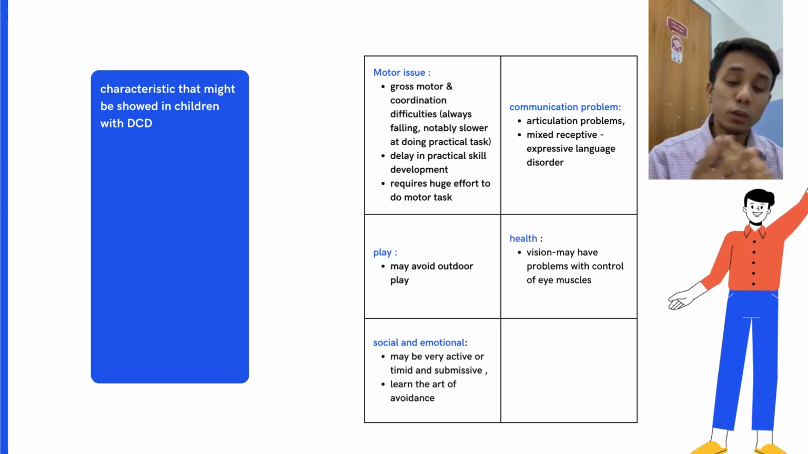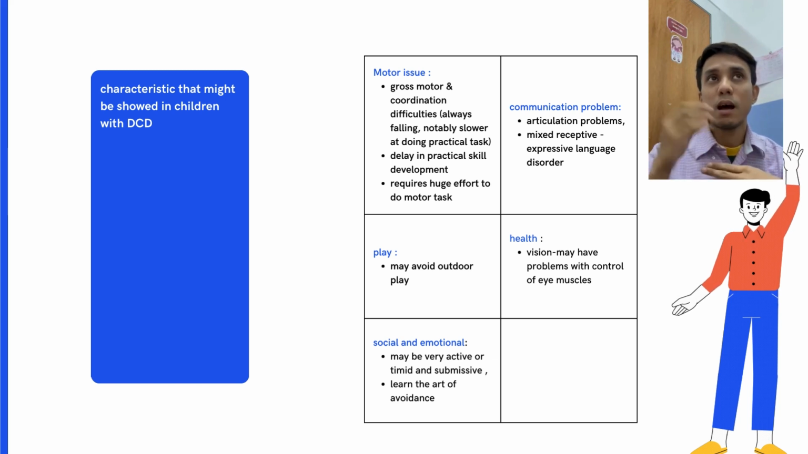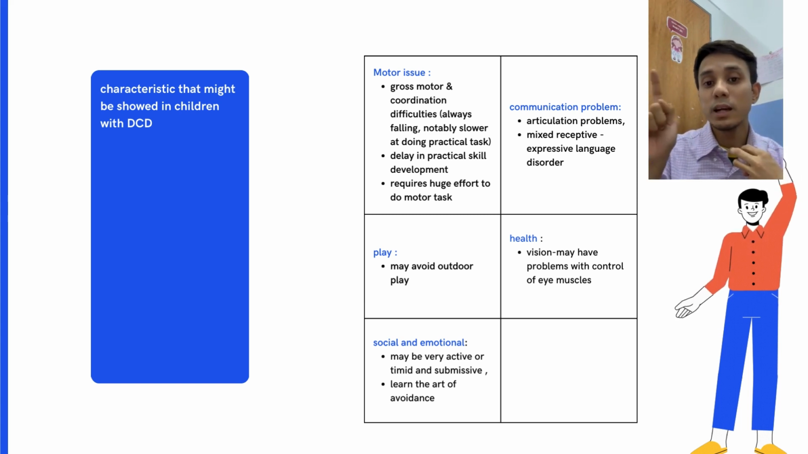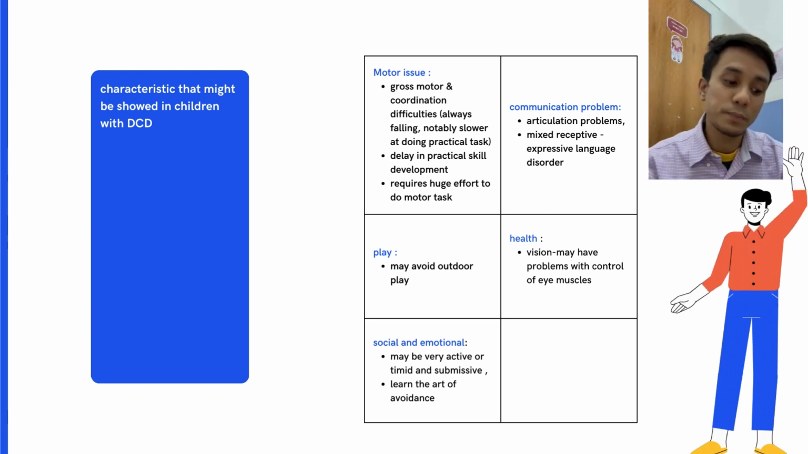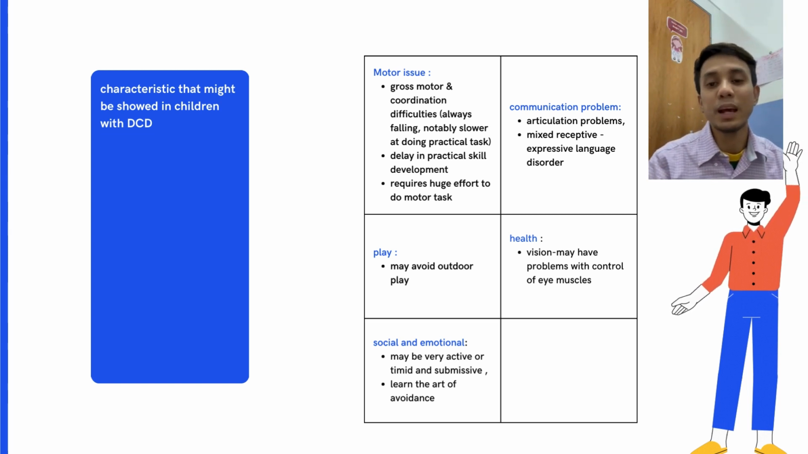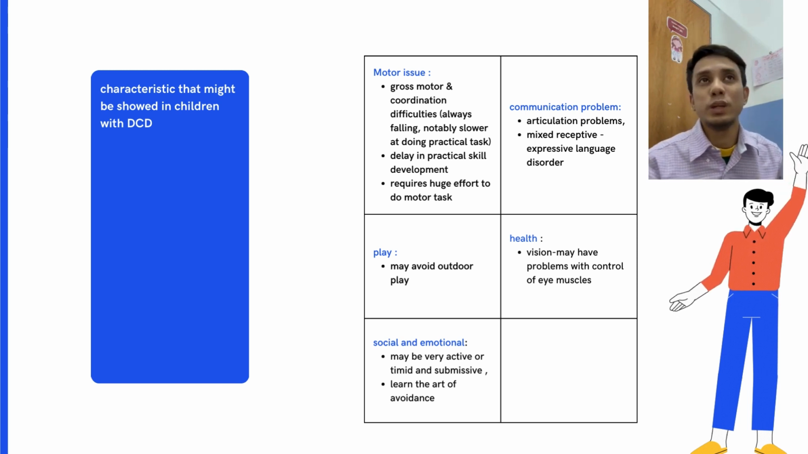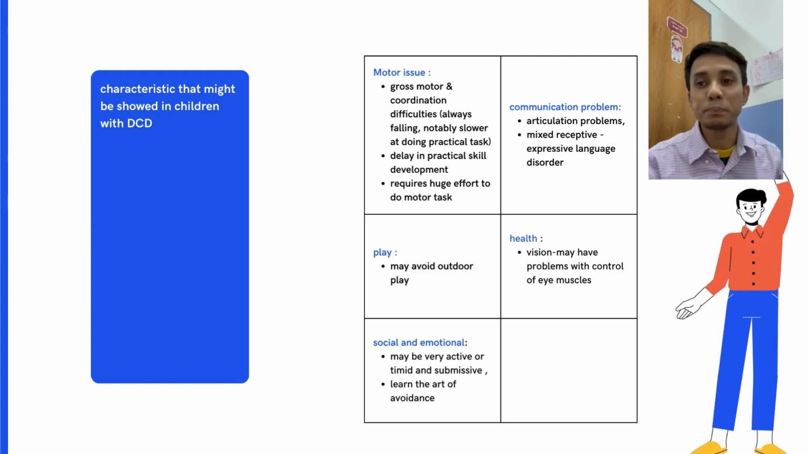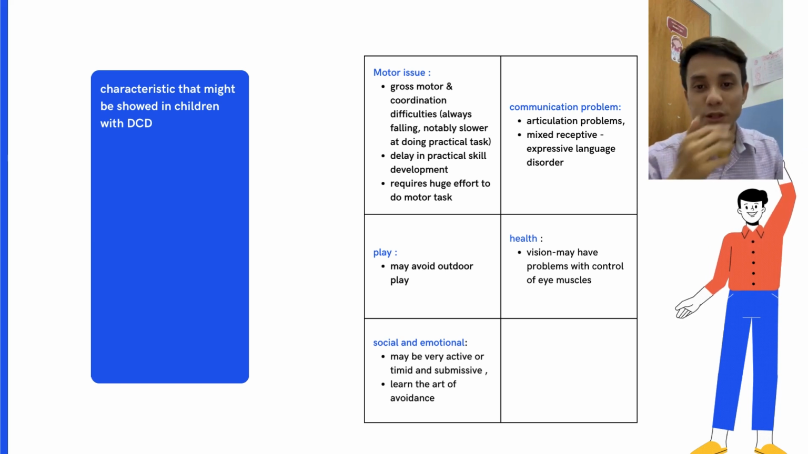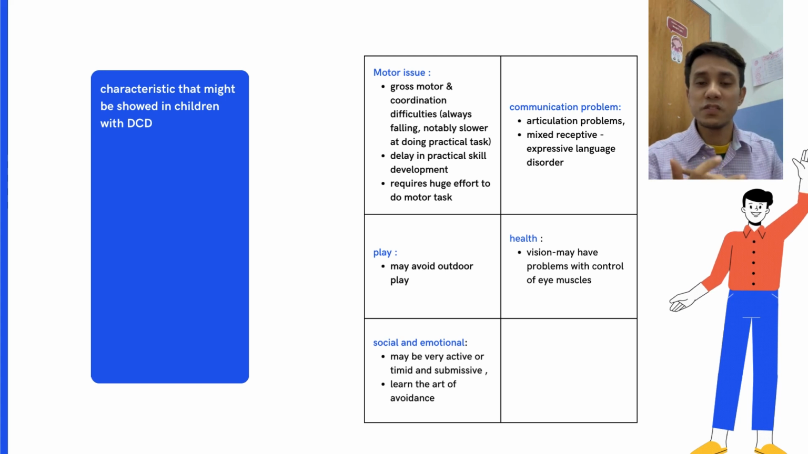The fourth one is health. I only focus on vision, because it is affected in this type of children due to their inability to control eye muscles. That's the fourth thing. The fifth one is social and emotional. They may be active, or they may be submissive or passive. But these children learn the art of avoidance. If they can avoid, they will avoid at any cost.